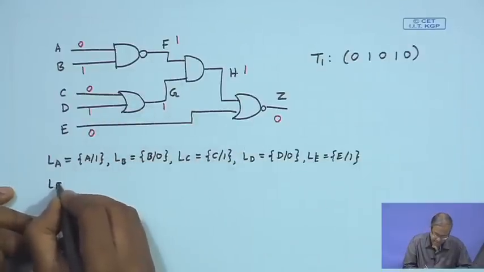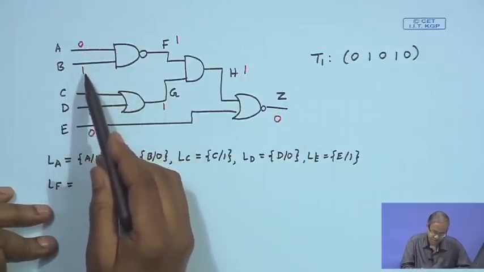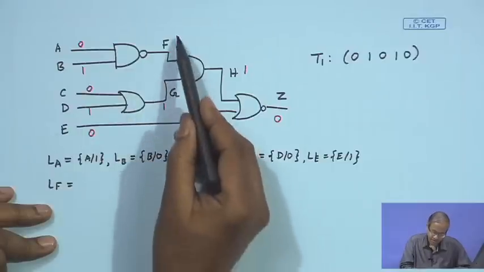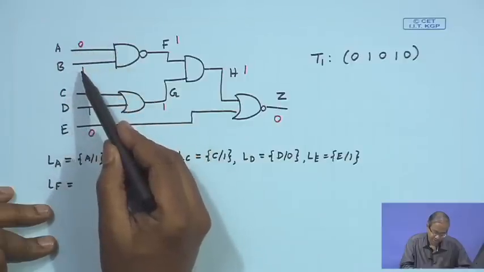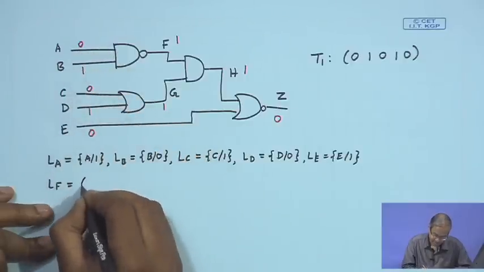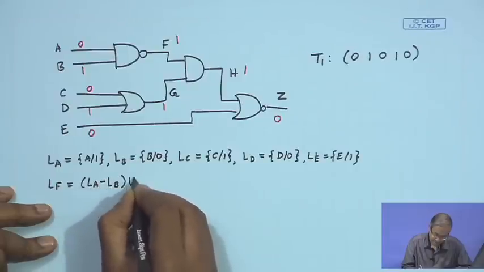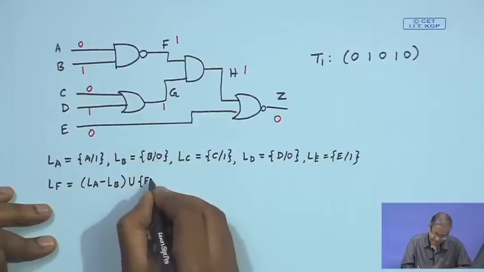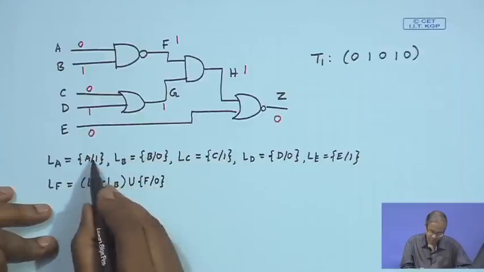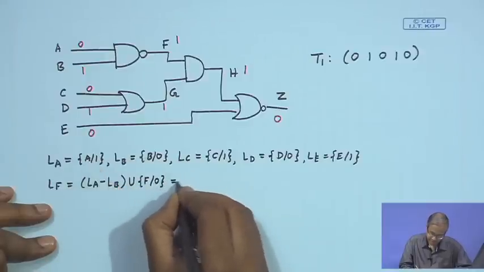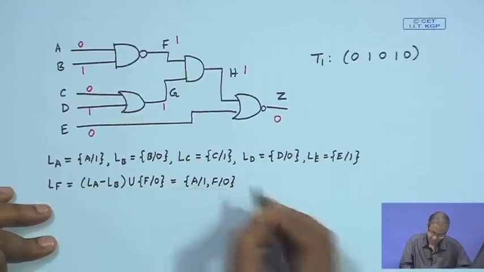Let us look at line F. You see, F is a NAND gate, inputs are 0, 1, output is 1. So, how can the output become 0? A has to change to 1, but B should not change, which means LA minus LB, of course, union F stuck at 0. If you do LA minus LB, there is nothing common, only A stuck at 1 remains. So, this set becomes A stuck at 1 and F stuck at 0.